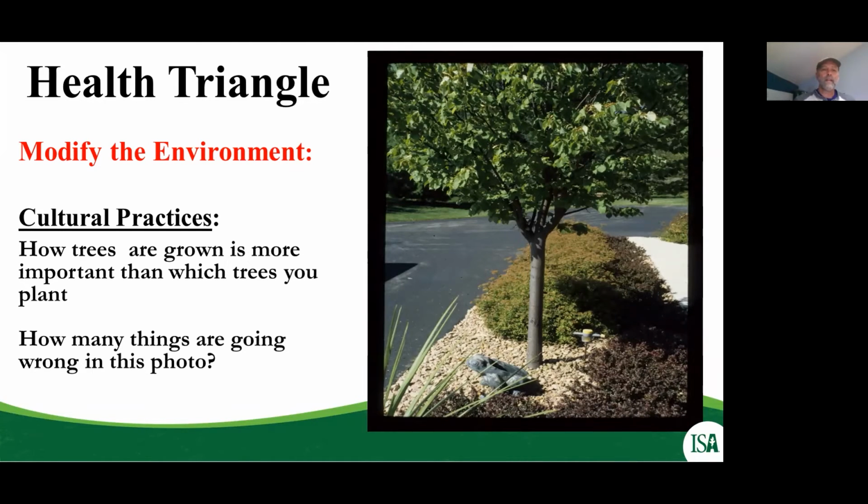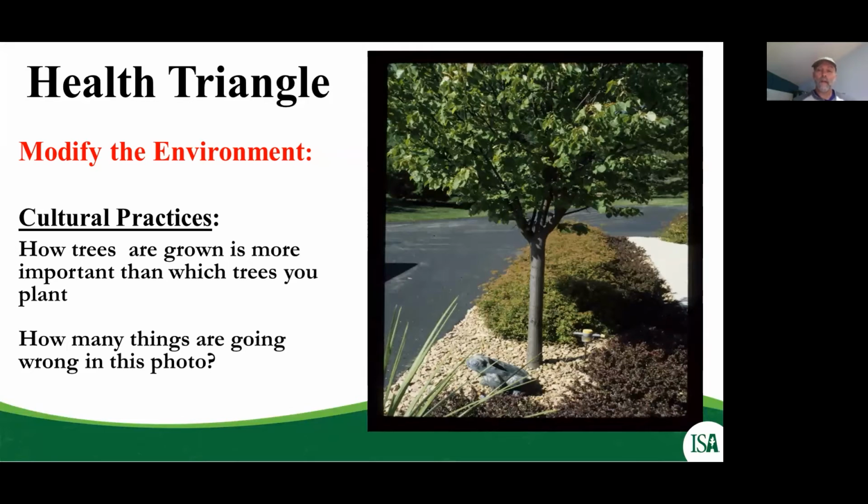There's a lot to be said in the environmental corner of the health triangle for just the cultural practices. You know, you get a lot of questions as an arborist about, well, after Dutch elm disease, after emerald ash borer, after any kind of devastating tree pest or disease situation, what trees do you plant after that? Well, I often assert that how the trees are grown is more important than which species you plant, because if you have bad cultural practices, whatever you plant isn't going to survive and thrive very long.